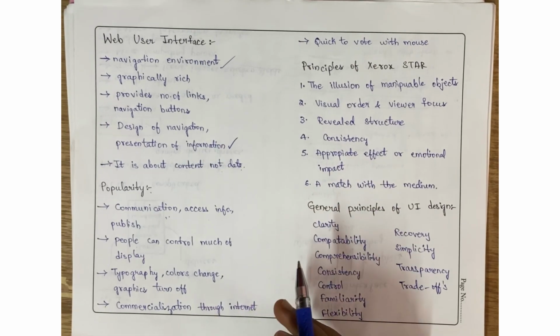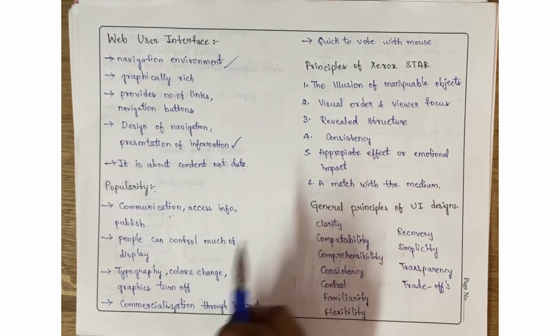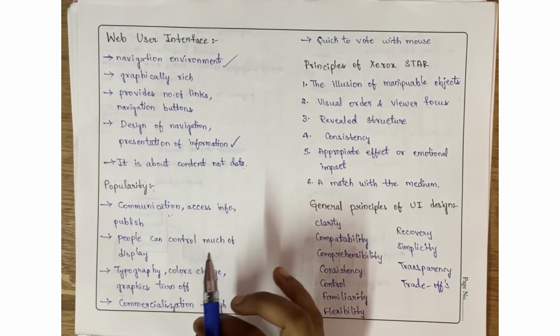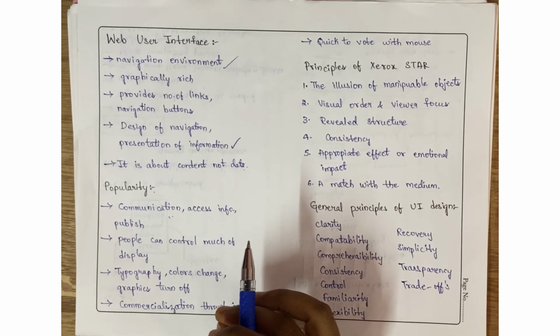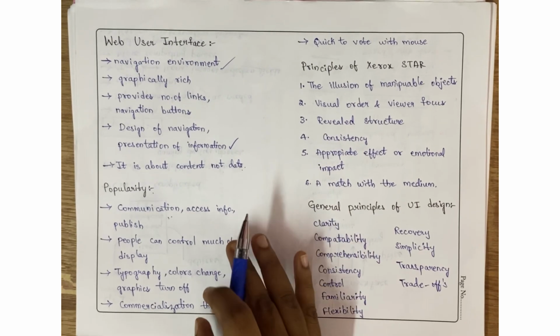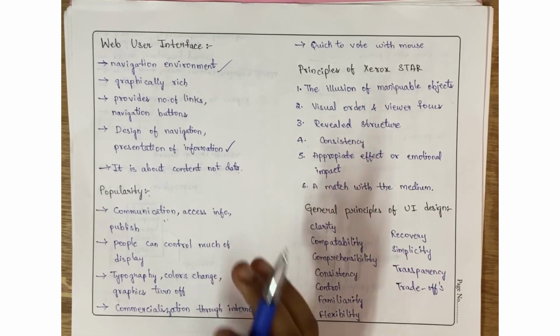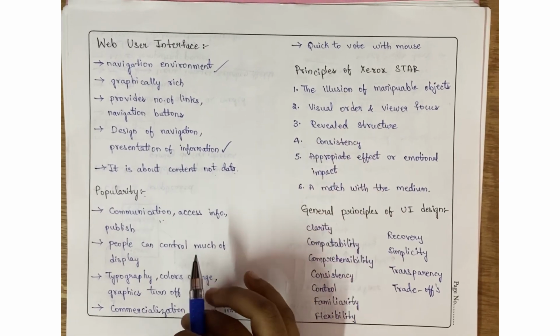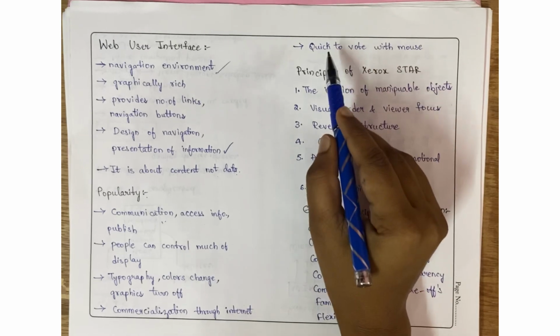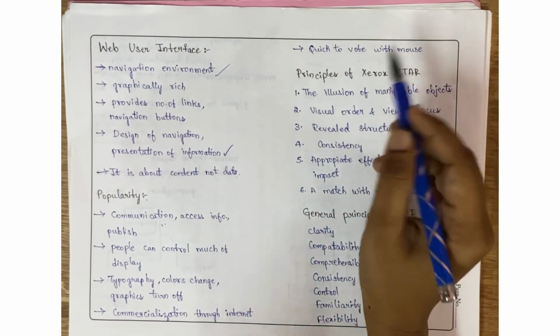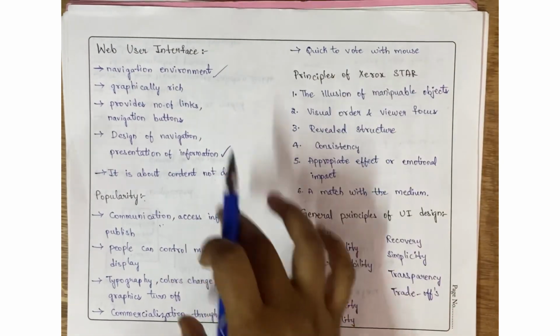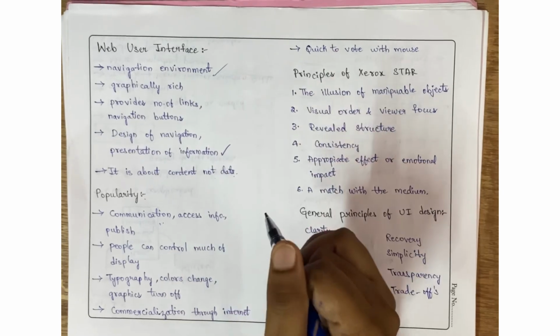And commercialization through the internet. Through the internet, commercialization started like anything. We can see some websites ask for money. That means to access certain specific information, they charge us. And also people prefer this because it is quick to vote with the mouse. So these are some popularity points of the web user interface.